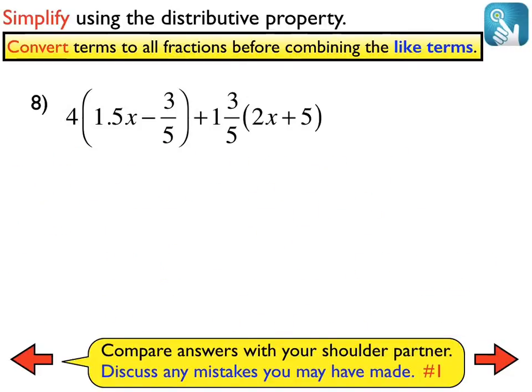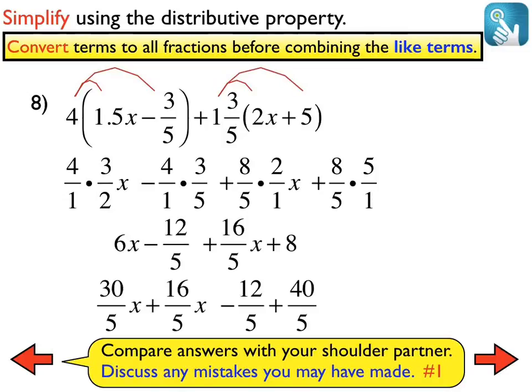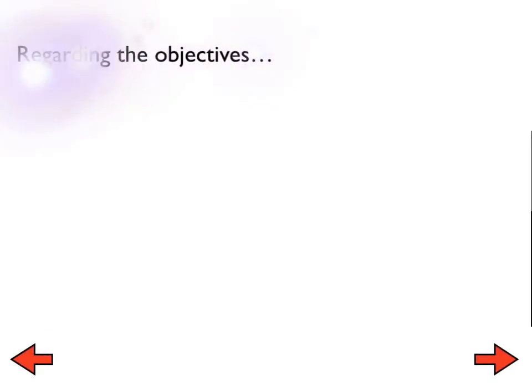Okay. So just again to reiterate, we distributed, then we combine like terms. Make them all over 5 so that we can combine them, and you can have a mixed number answer or leave it improper for these kinds of problems.